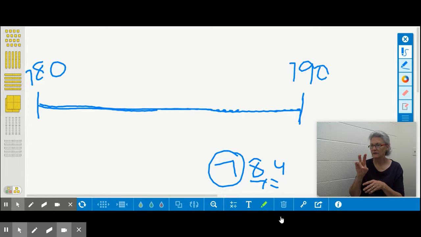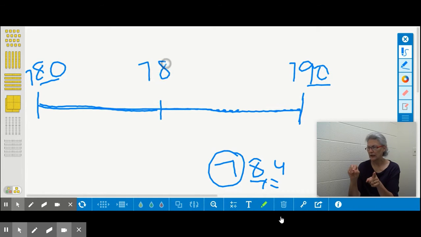I need to think about what the halfway point is between these two numbers. So I'm really going to focus on between 80 and 90. And I know that 85 is between 80 and 90. So that means 785 is between 780 and 790.